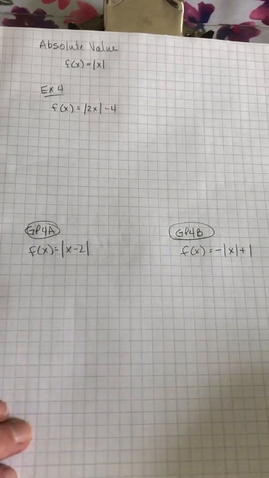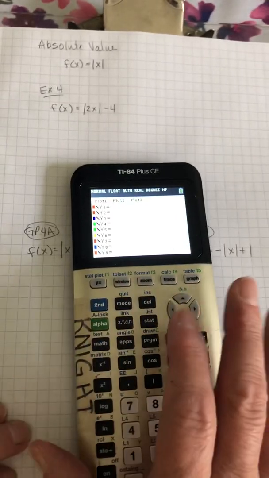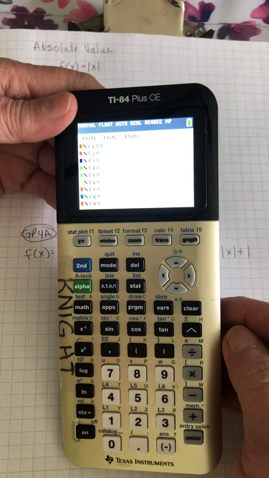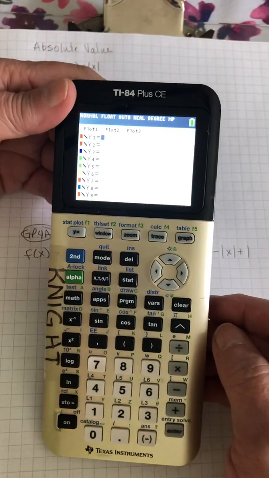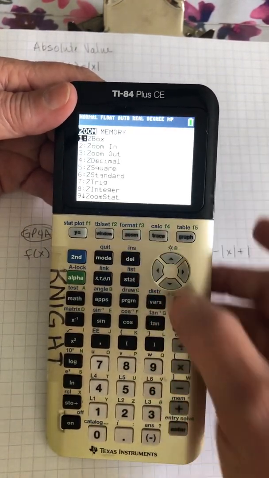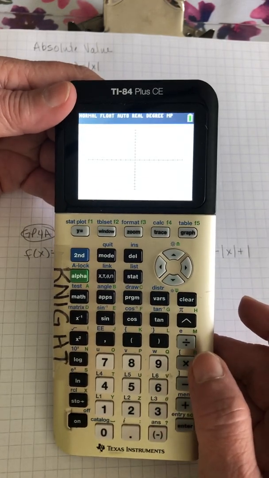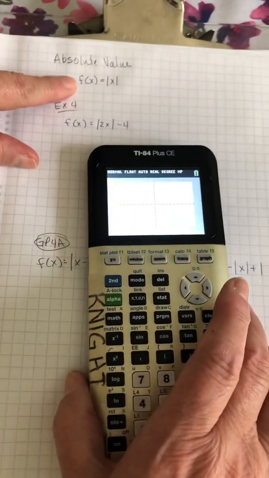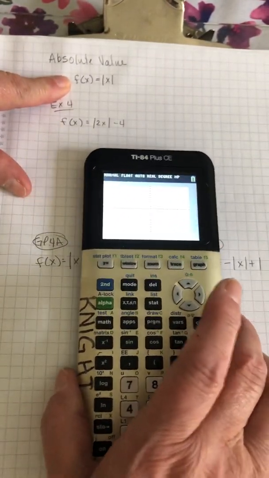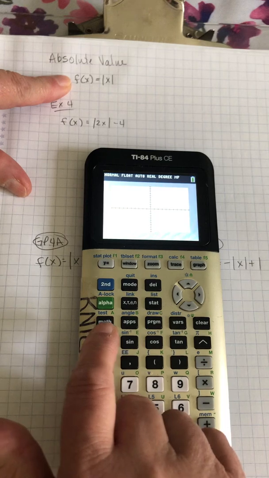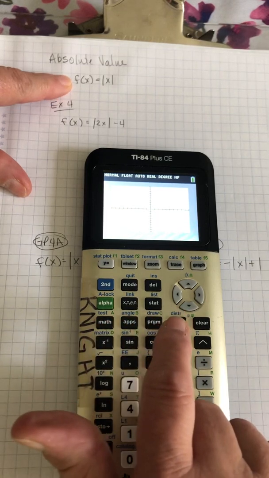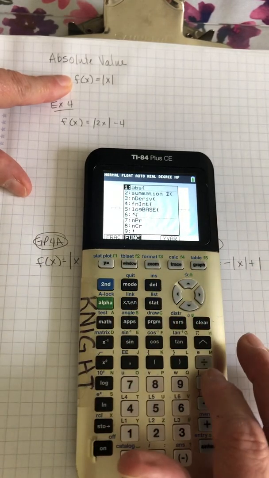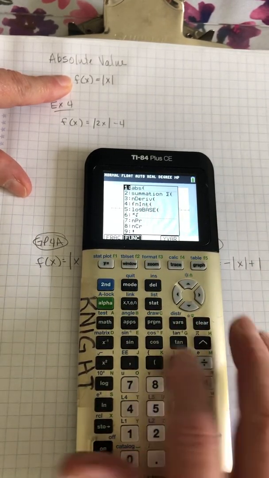Okay, first of all, we are going to need to change our window because remember when we did those step functions, we usually use quadrant 1. So if I go to zoom 6, that gives me my standard window back. Now, absolute value function, there are two places to find it. Remember, we found it in the math menu. If you arrow over to NUM, that's number 1. But I can also do alpha F2. And see, that's my first step.